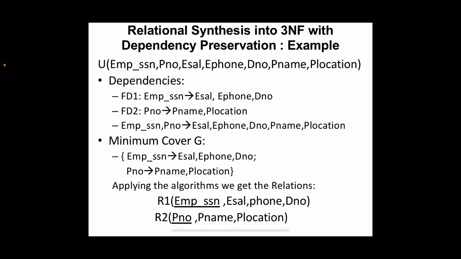And when we apply this minimal cover algorithm, we can see that the project number in this dependency to determine employee salary, employee phone number and department number is redundant, right? So in this dependency, project number is redundant, and also employee SSN and project number determines the project name and project location. In that case, this employee SSN is redundant, right? Only the P number is enough, right?